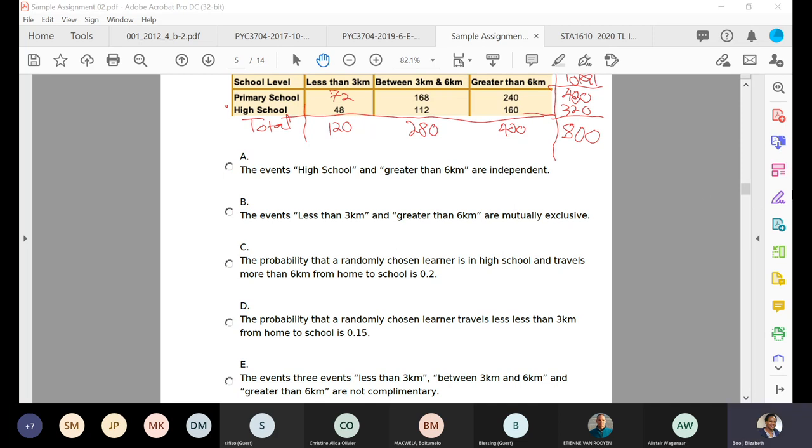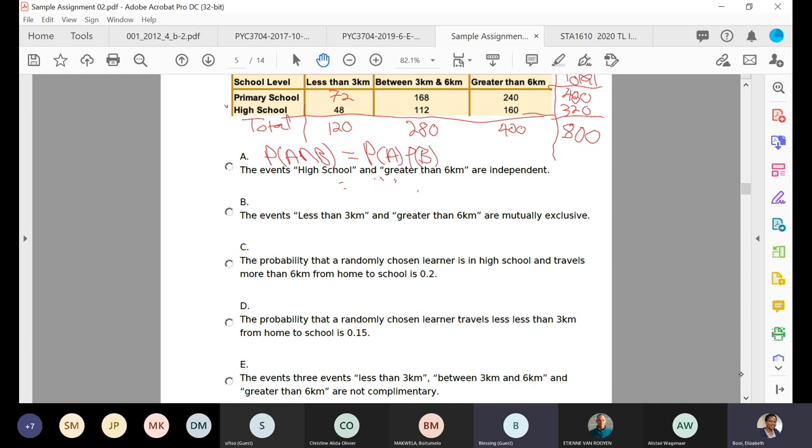The events high school and greater than 6 kilometers are independent. That's what they want you to validate. So how do we validate that events are independent? You can check whether the probability of A and B is equal to the probability of A times the probability of B. So here we write the formula: for independent events, the probability of A and B is the same as the probability of A times the probability of B.